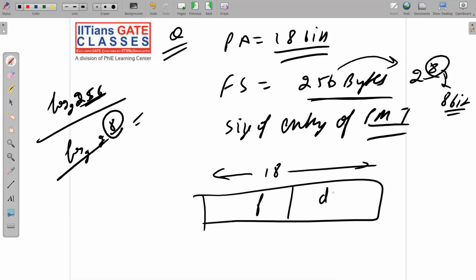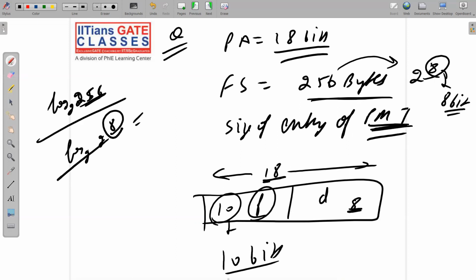So this 8 is the offset. So how many are left out for the frame number? Total is 18. This is 8. So how many are left out? 10. Okay, so that is our answer. So 10 bits are needed to label the frame number. And they are asking what is the size of entry of PMT. So size of entry of PMT will be 10 bits. I hope you have got it. It is very simple.